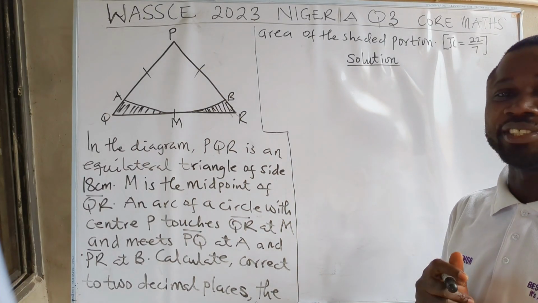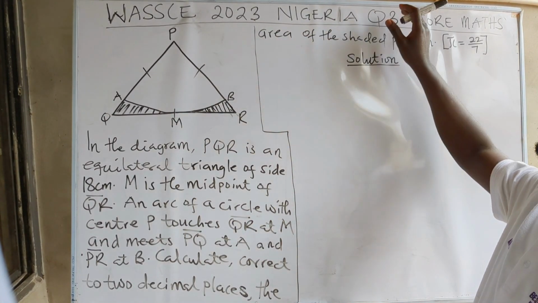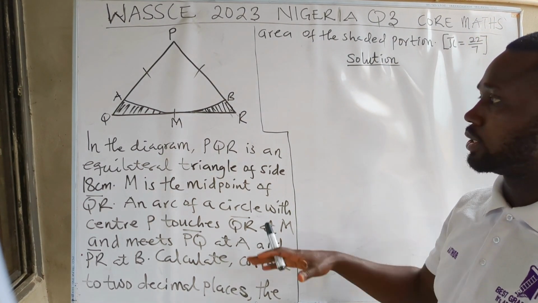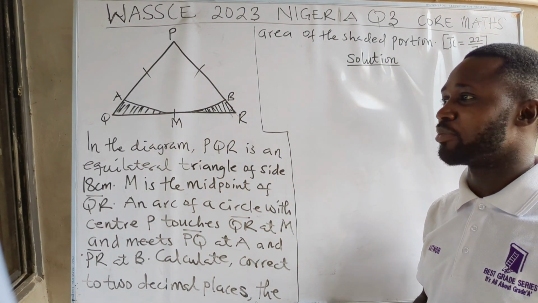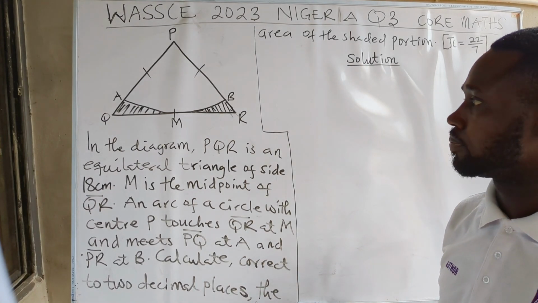Let's look at this question. WASSCE 2023, last year. Nigeria question 3, core mathematics. Some students showed me this question somewhere and they told me, sir, try and solve this question for us.